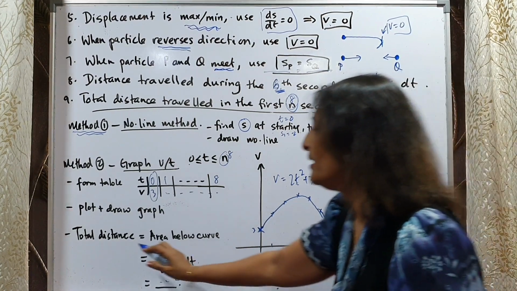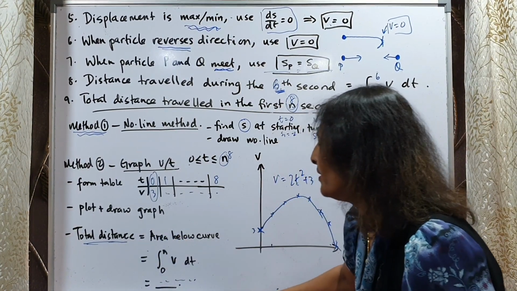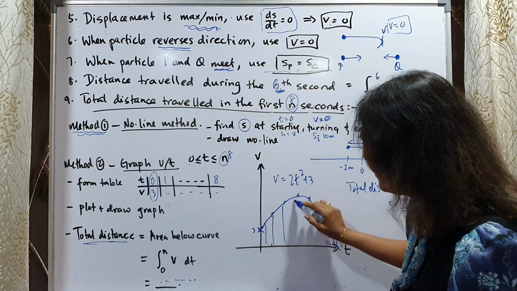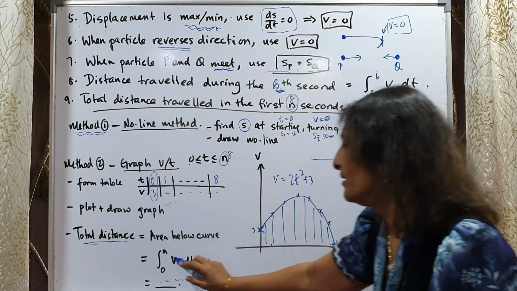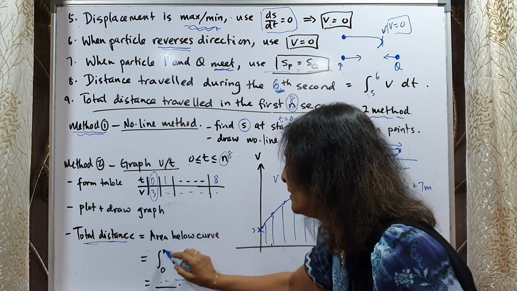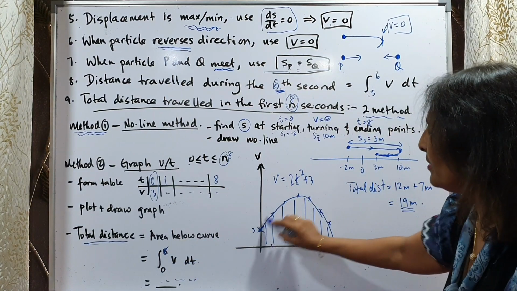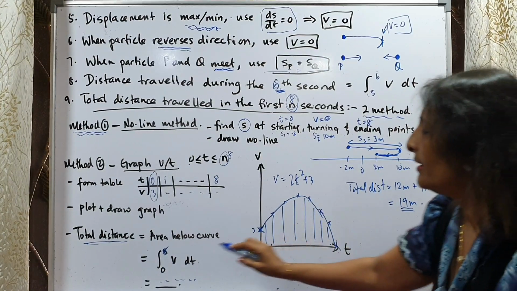Now finally, I want to find total distance. It is actually equal to the area below the curve. And how do you get this area below this curve? You remember the integration chapter we learned? Yes, you need to integrate from 0 to n. So n is 8. You integrate 0 to 8 of v dt. Depends on the picture, and you will get the area.